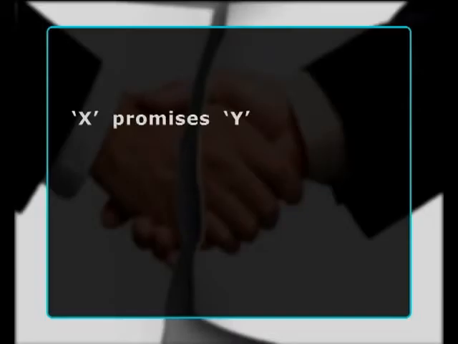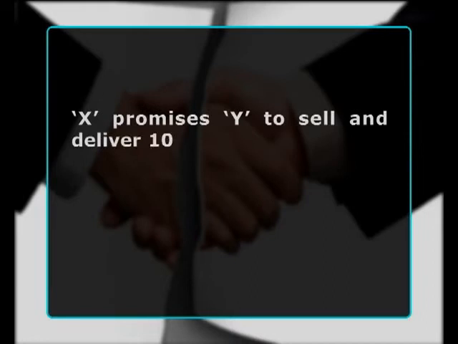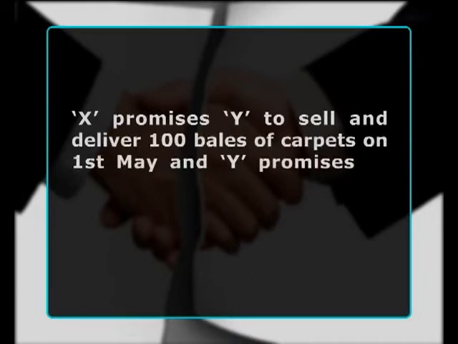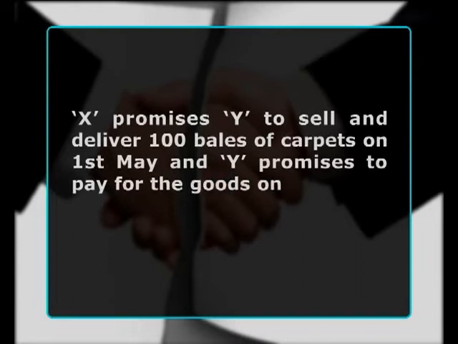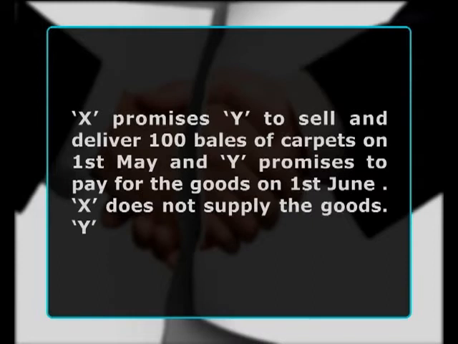Rescission. Rescission means cancellation of the contract by any party or all the parties to a contract. An example of rescission would be X promises Y to sell and deliver 100 bales of carpets on the 1st of May and Y promises to pay for the goods on the 1st of June. X does not supply the goods. Y may rescind the contract.